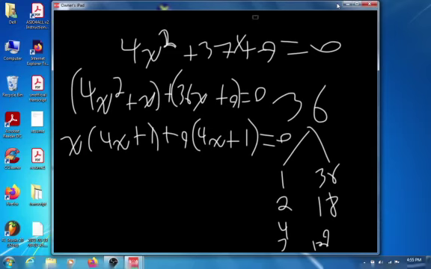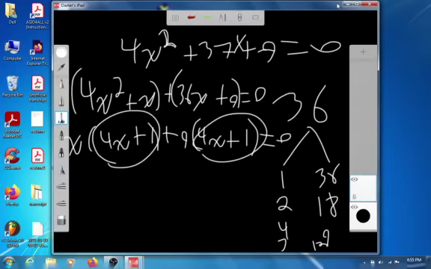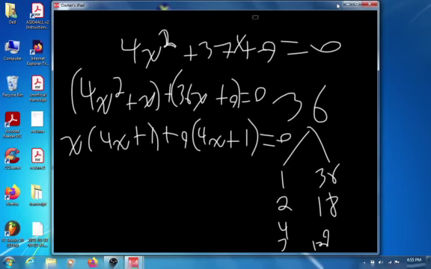Now notice that as I did the AC method, this and this are equal. If you did the AC method and these two binomials turn out to not be equal, you did something wrong and you've got to backtrack. But if you got them equal, you got it right.